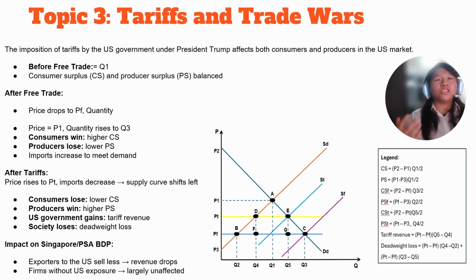Foreign exporters, including Singapore-based companies like PSA, were affected as they sold fewer goods to the U.S., leading to reduced revenue. For PSA BDP, the impact depends on our trade exposure. If we export to the U.S., shipment may fall. If not, operations remain largely unaffected. Understanding these factors helps PSA manage risk, diversify trade routes, and plan smarter across global supply chains.